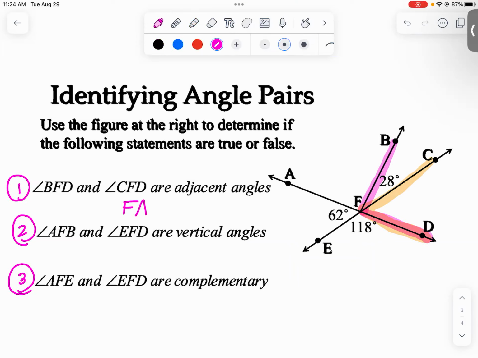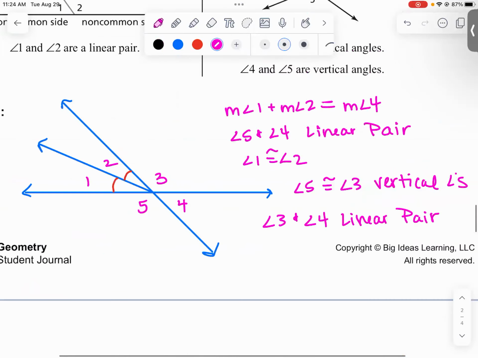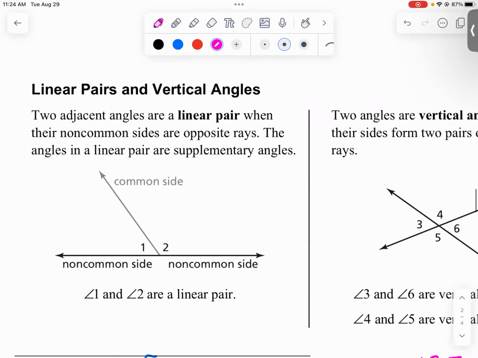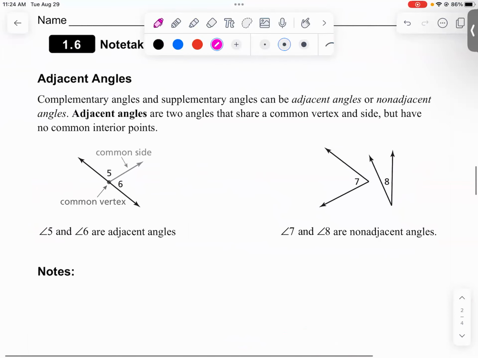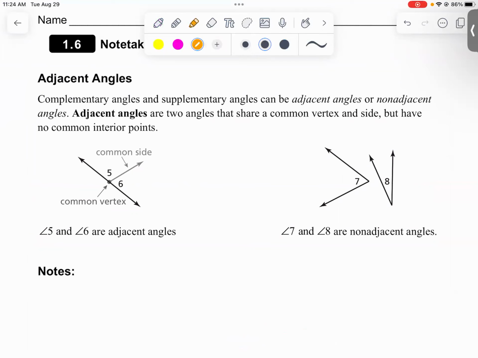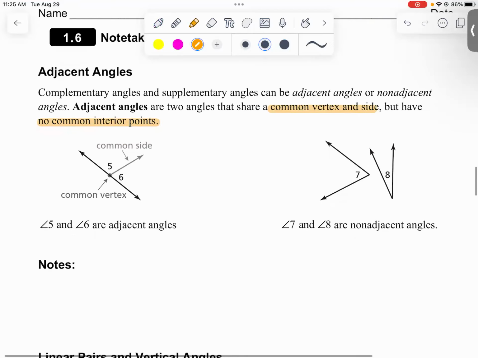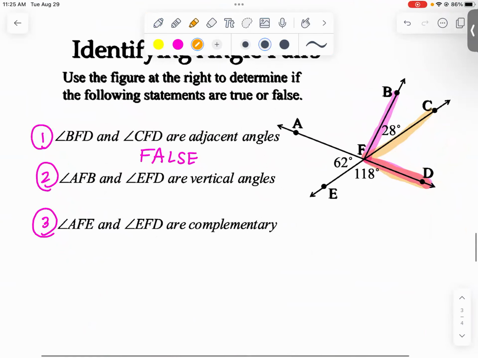Is actually false. Okay. So maybe something that we need to highlight here. We have a common vertex and a common side, but maybe something we didn't talk about enough is that there are no common interior points. So like Rue and I's room, we don't have any overlapping, right? Adjacent angles can't overlap. So notice if I put this point right here, it would be in both angles, and that would be a common interior point, which cannot happen.